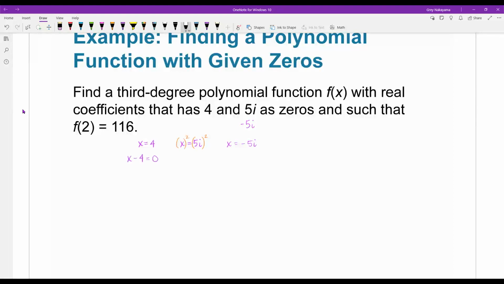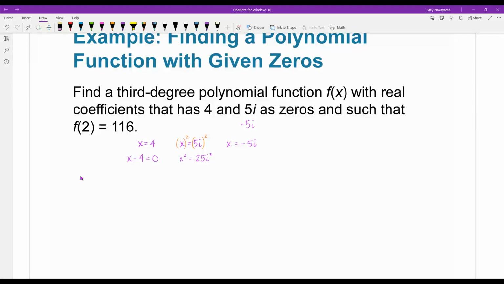So this is going to be x minus 4 equals 0. When I square both sides of this one, I'm going to get x squared equals 25i squared. And because you only have to pick one of these to square, I'm going to pick the one that doesn't have a negative in it. So I'm going to stick with the one that we had to begin with. x squared equals 25i squared.